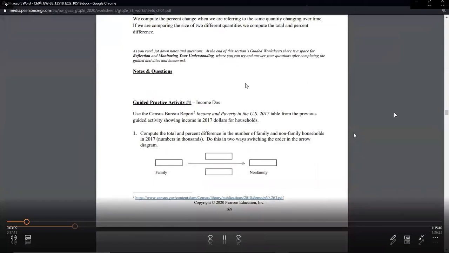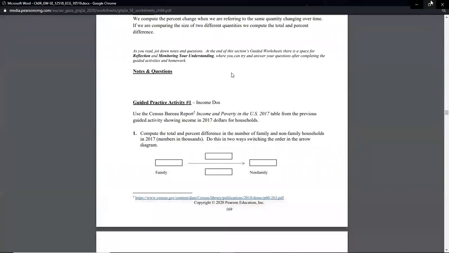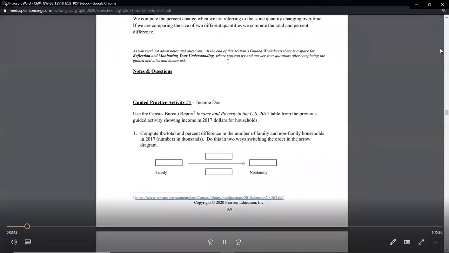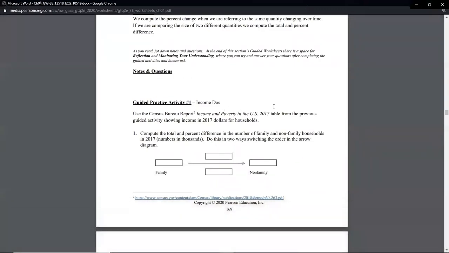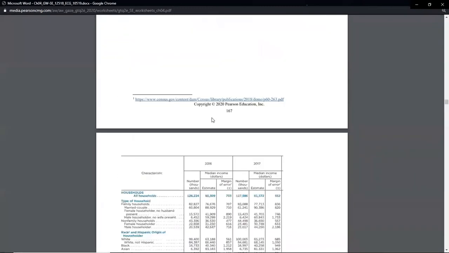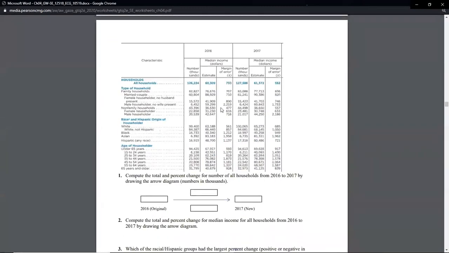Income dose. Use the Census Bureau report Income and Poverty from the previous guided activity, showing income in 2017 dollars for households. So again, we're going to use this table again, so I'm going to have to come back to this. It's kind of tedious, I know, but we'll deal with it.